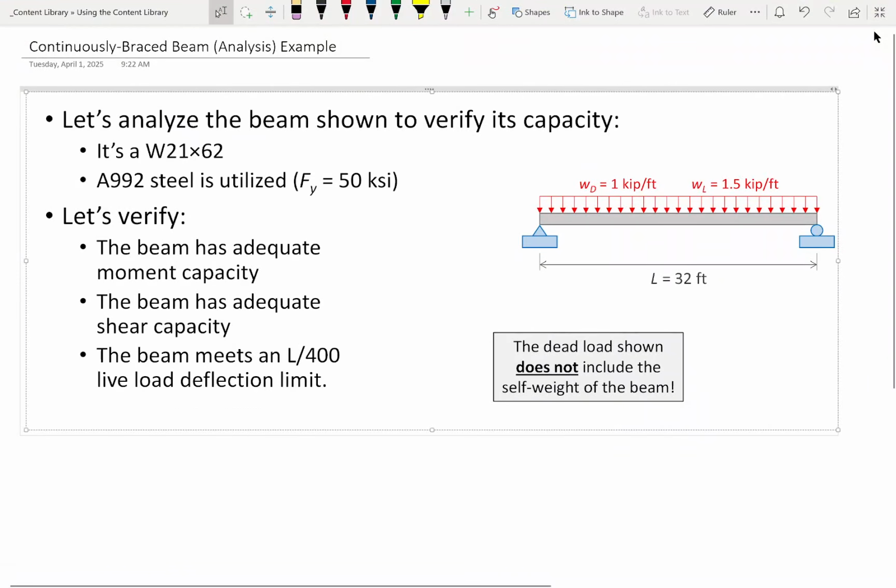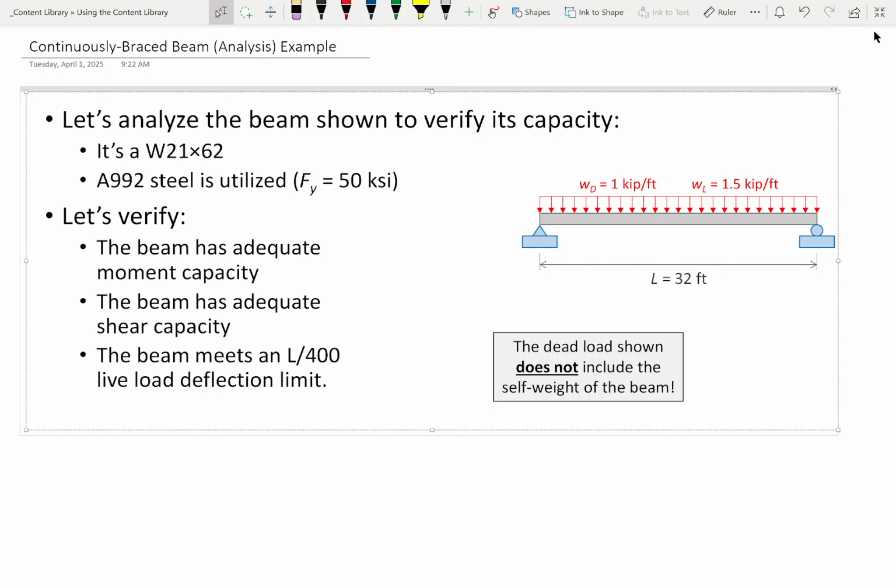Okay, so let's look at a continuously braced beam. And for this continuously braced beam, I want to assess the beam. In other words, I want to assess its ability to withstand the applied moments, its ability to withstand the applied shears, and I want to assess whether it meets a specified deflection limit. The deflection limit that we are going to use is L over 400. Okay? I think you will find this is actually a pretty straightforward enterprise. So we'll sort of dig right in.